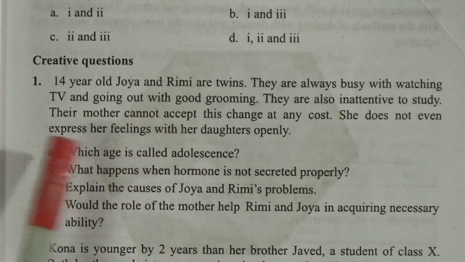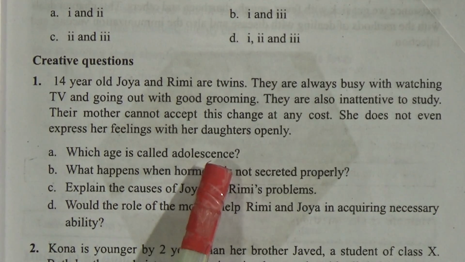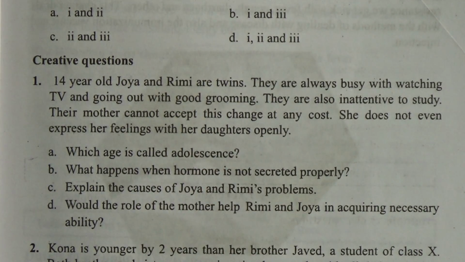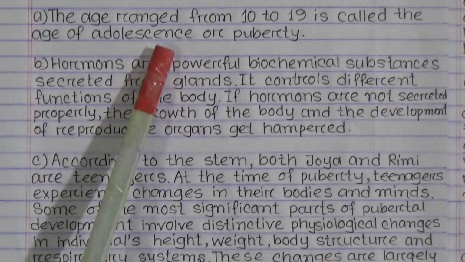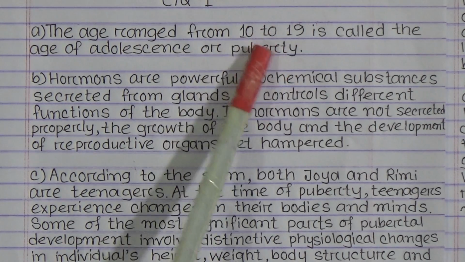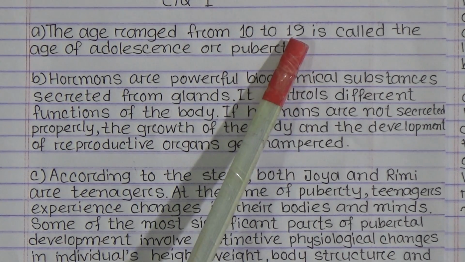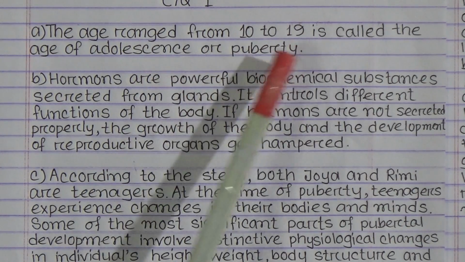Girls, do you know which age is called adolescence? I hope you know, as we have read the text. The age ranging from 10 to 19 is called the age of adolescence or puberty. So the time from 10 to 19 we can call the time of adolescence, and another name of adolescence is puberty.